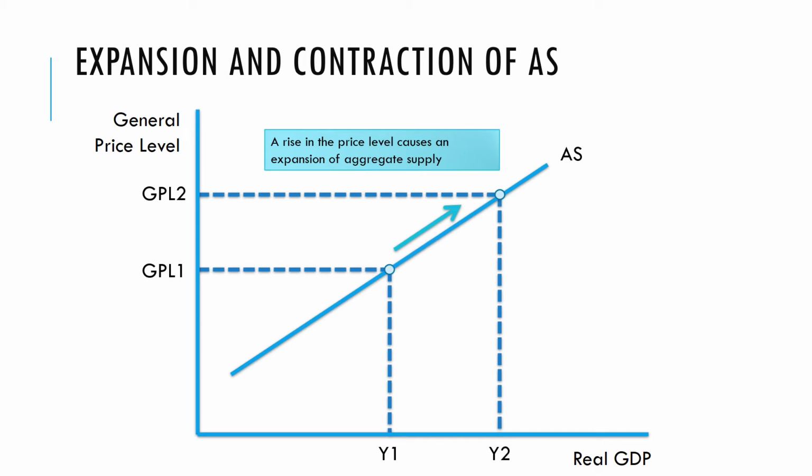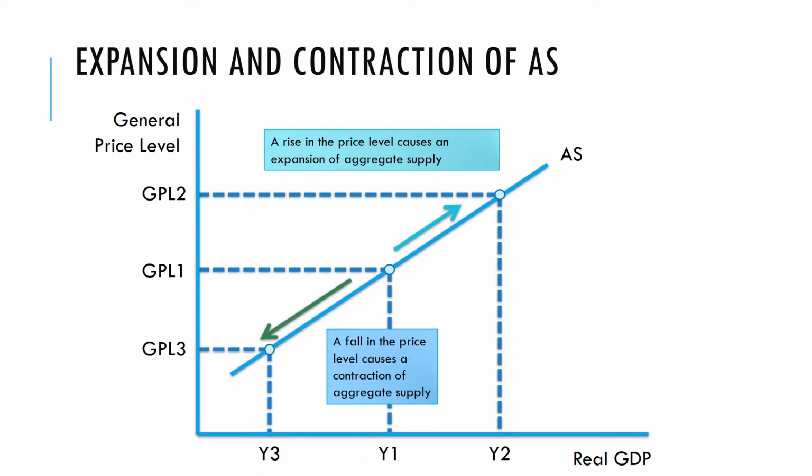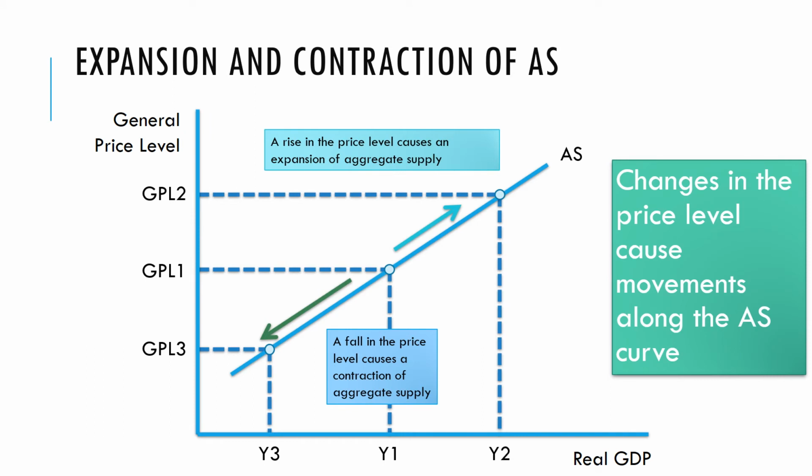Let's imagine actually there was deflation and the price level fell. In that scenario, we would have an opposite effect. We would have a contraction of aggregate supply as at a lower price level, firms within the economy, producers within the economy would plan to produce a lower level of output. So we would call this a contraction of aggregate supply. So a quick reminder, changes in the price level cause movements along the AS curve.